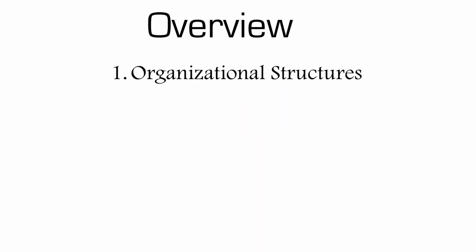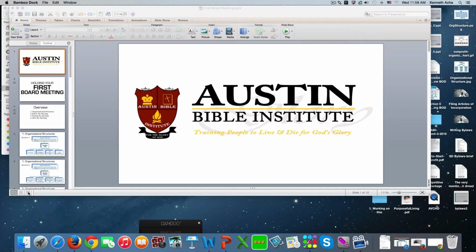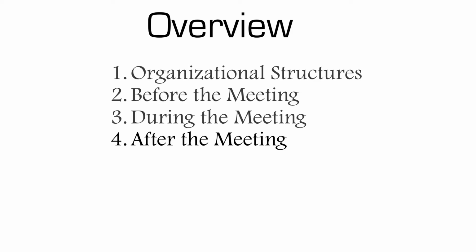We're talking about an overview here of what we're going to do. We're going to first talk about organizational structures that you will need, and then we'll talk about before the meeting, the activities that you need to carry out before the meeting, and then we'll talk about during the meeting, what actually happens during that meeting, and we'll talk about after the meeting, things that you need to do after the meeting, because a successful board meeting is more than just what happens there. It is everything else that happens after the meeting.